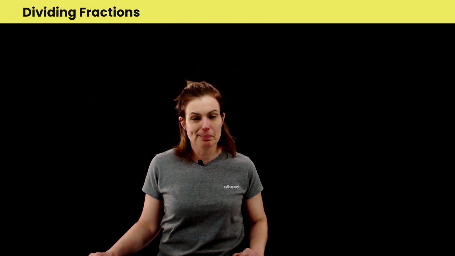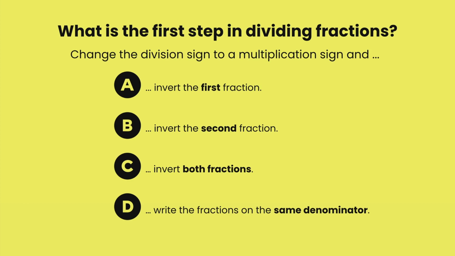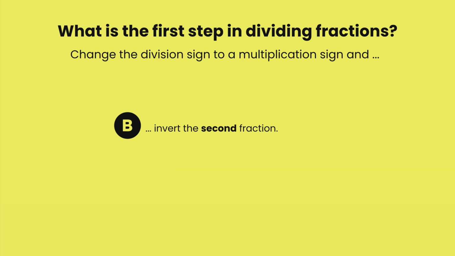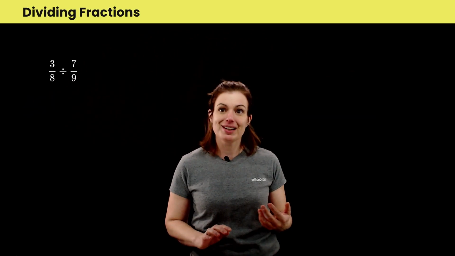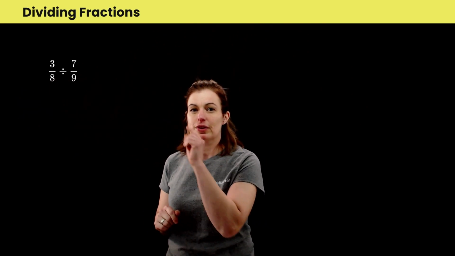So the second operation we're going to look at is dividing fractions. But before we get started, I have a question for you. What is the first step in dividing fractions? Change the division sign to a multiplication sign, and A, invert the first fraction, B, invert the second fraction, C, invert both fractions, or D, write the fractions on the same denominator. If you got B, your answer is correct. We're going to have to invert the second fraction.